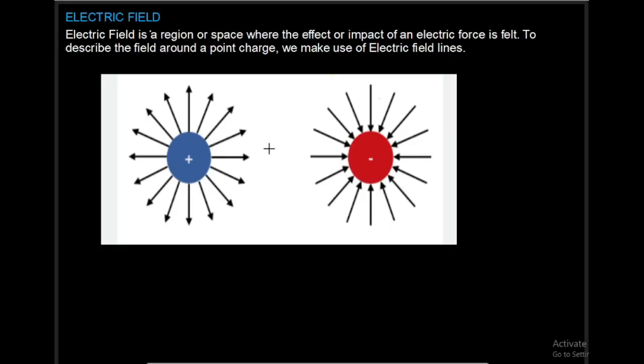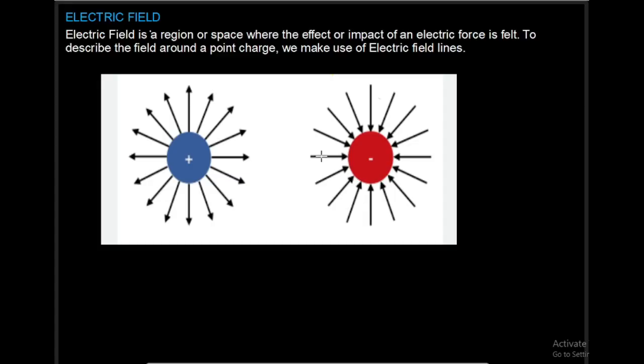So the field is simply the region or space where the effect or the impact of an electric force can be felt. This is the region around this charge. In this region, the impact or the effect of an electric force can be felt. So say this region is the field of this charge. The same thing here. This is the field created by this charge, and around this region, the effects of an electric force can be felt. So we'll call it the electric field around this charge.